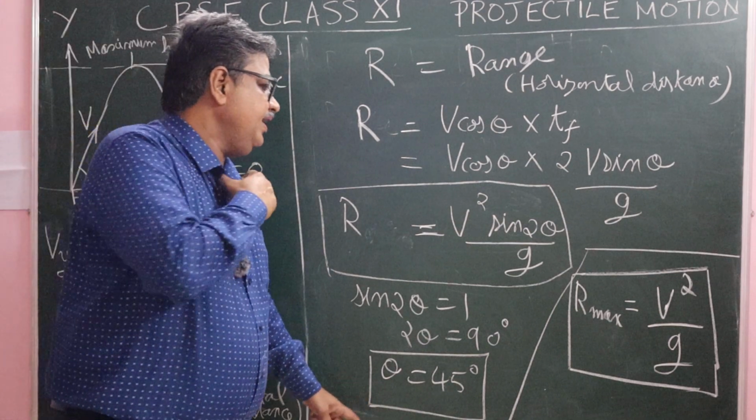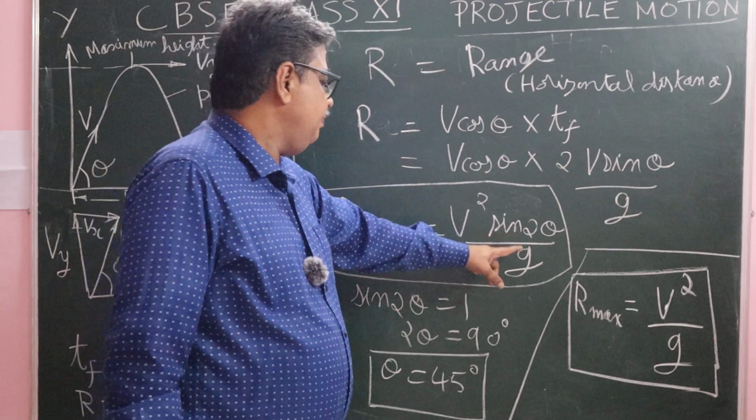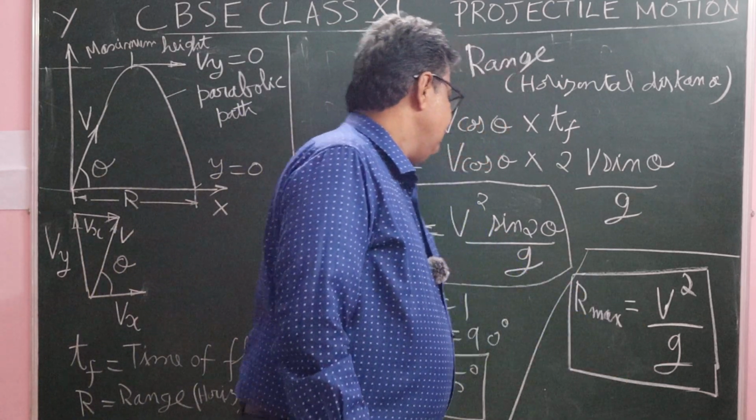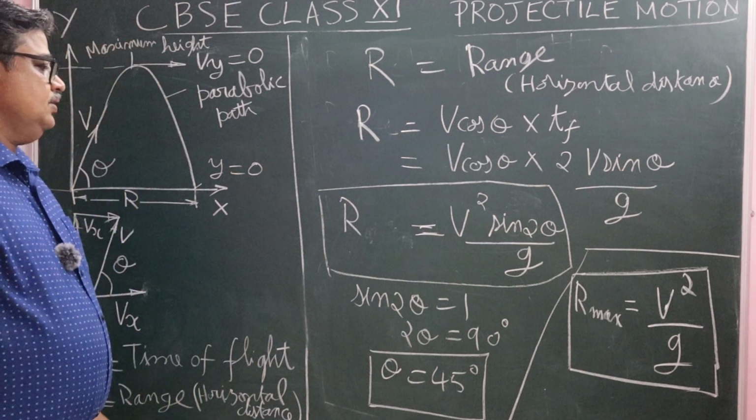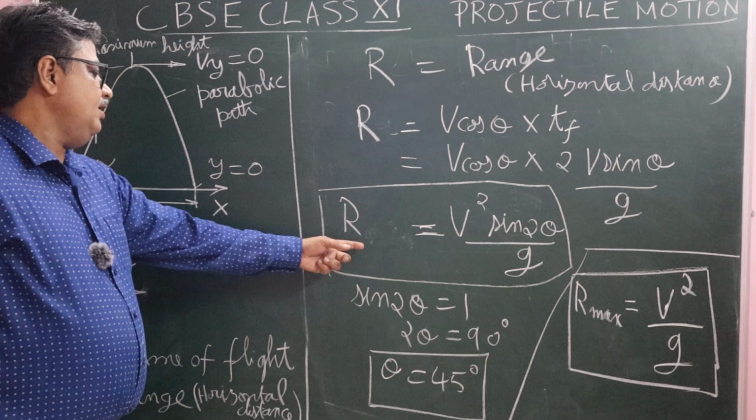Therefore, theta equal to 45 degree. Therefore, put sin 2 theta is equal to 1 here. It becomes R max equal to V square by g. So, this is the equation for maximum horizontal distance, and this is the equation for range.